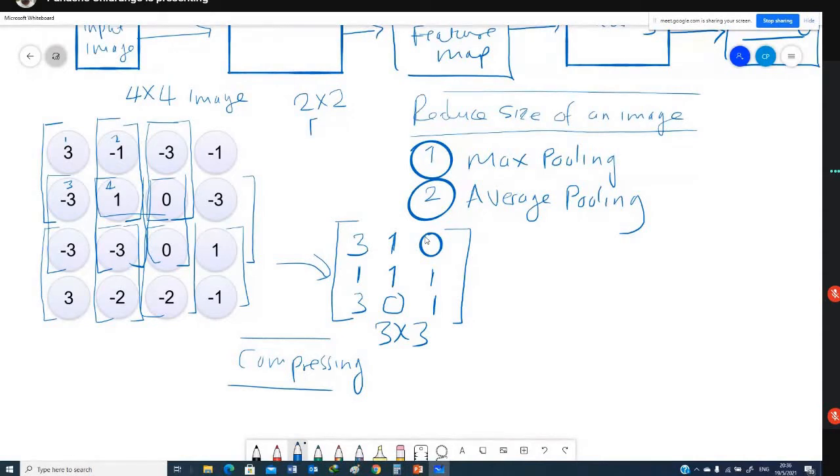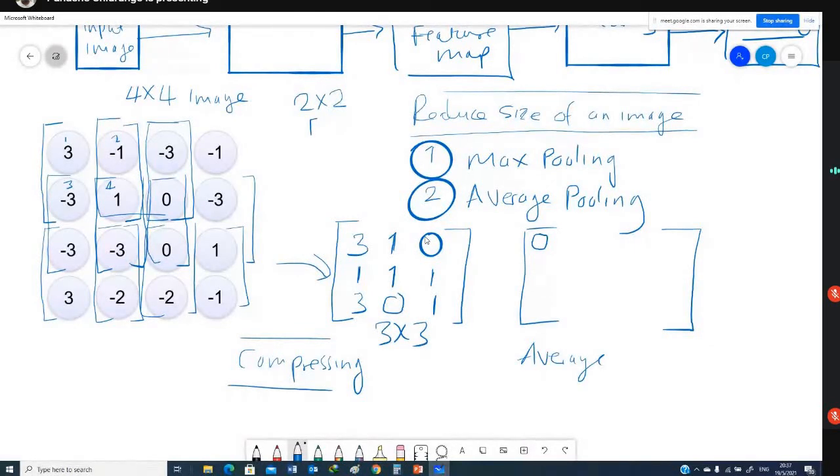So with average pooling, it's similar, but now we're not taking the maximum value. What we're simply doing is saying 3 plus minus 1 plus minus 3 plus 1, divided by 4. So this gives us 0. 0 divided by 4 is 0. So now this is average pooling.